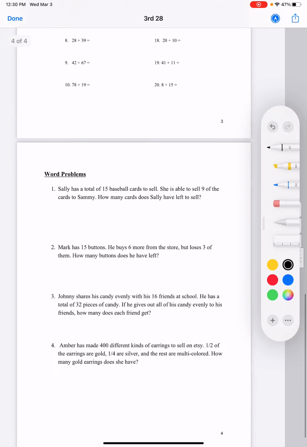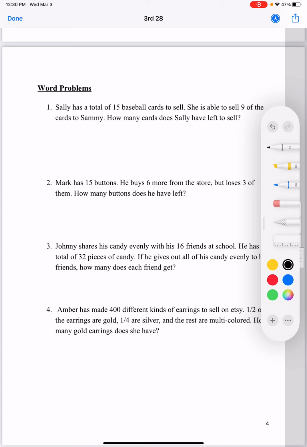Okay. Lastly, we have word problems. So Sally has a total of 15 baseball cards to sell. She is able to sell 9 of the cards to Sammy. How many cards does Sally have left to sell? So she has a total of 15 to start out, and she sells 9 of them to Sammy.